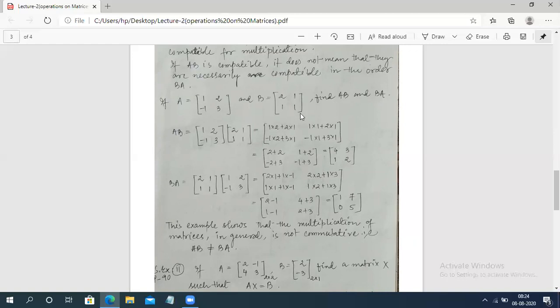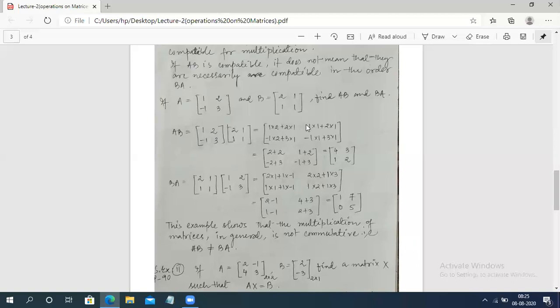But in case of addition, it was always commutative. That is, A plus B was always equal to B plus A. But in case of multiplication, AB may not be equal to BA. Now we are considering this example. Suppose A is this matrix, B is another matrix, and we are going to find the product of the two matrices AB. So write the matrix A first and then write the matrix B.